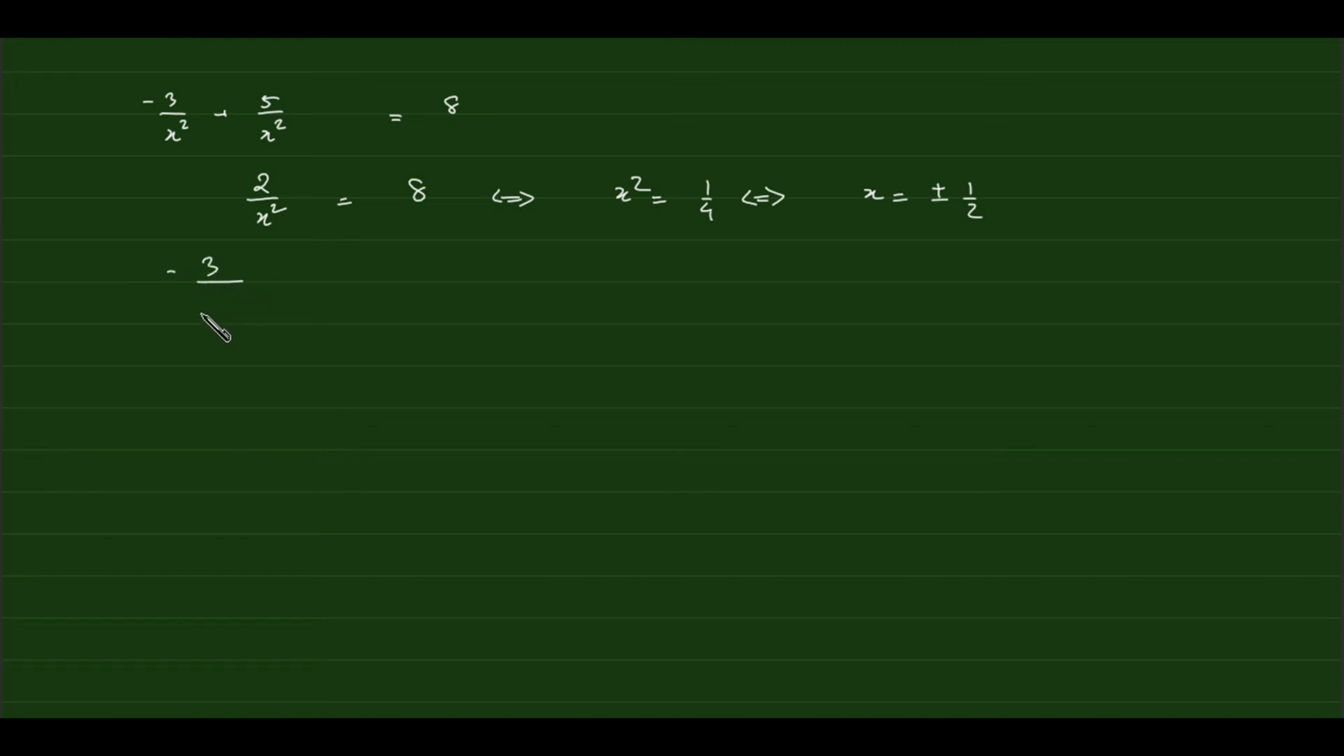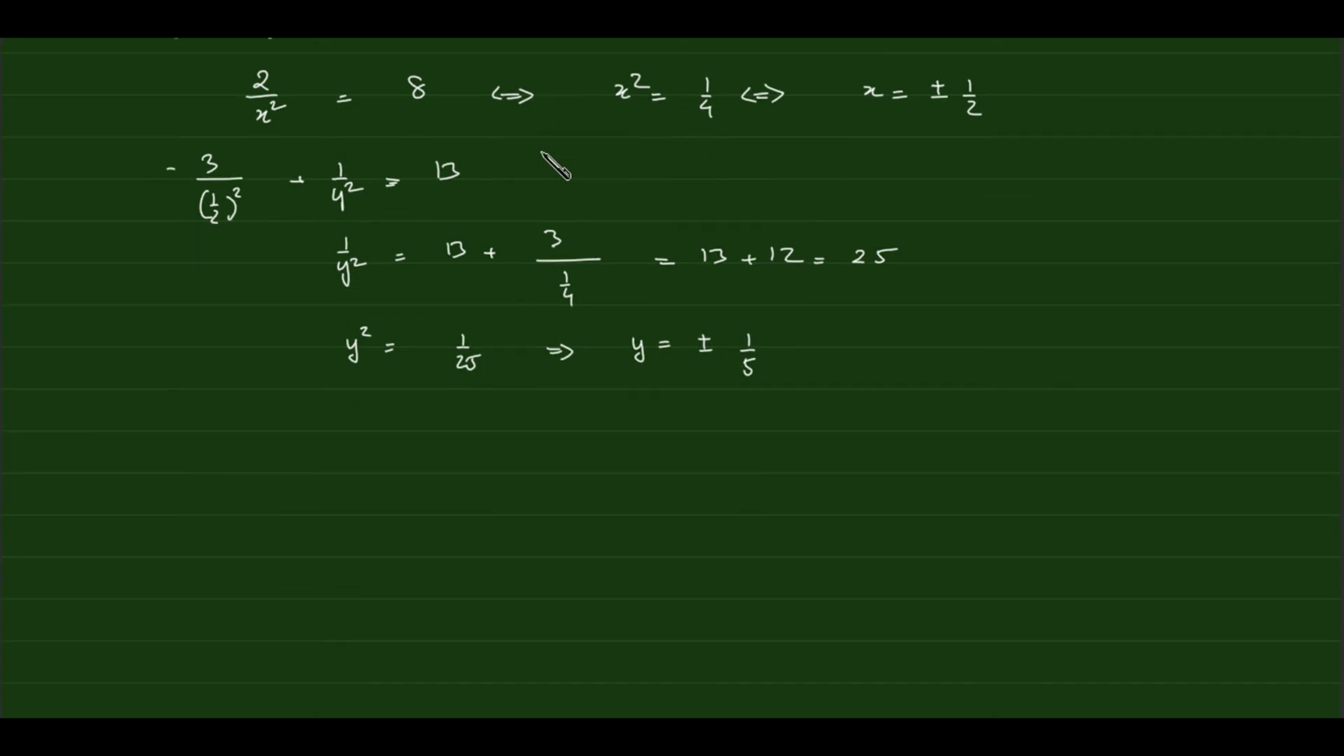over 1 over 2 squared, right? Plus 1 over y squared equal 13. Alright, so we're going to solve for y. I have 13 plus 3 over 1 over 4, which is 13 plus 12, which is 25. So your y squared will be equal to 1 over 25, which is y equal to plus minus 1 over 5. So you have two answers over here already.